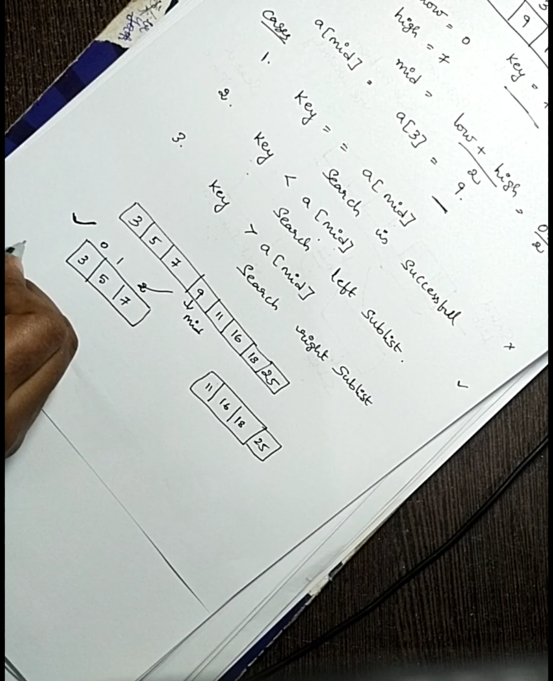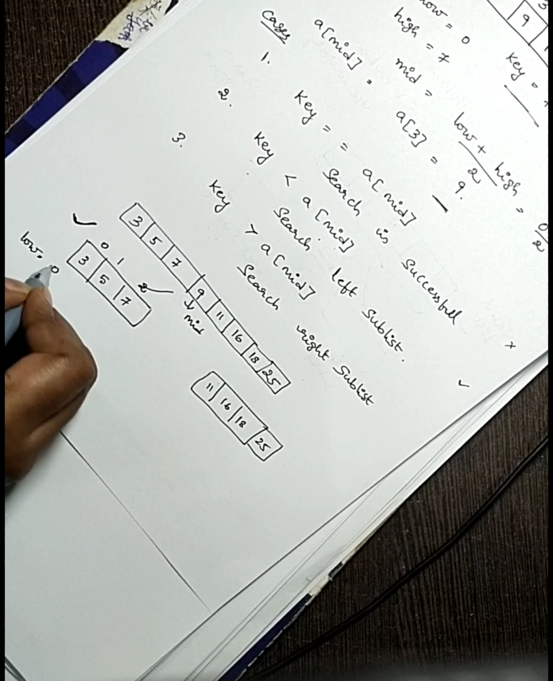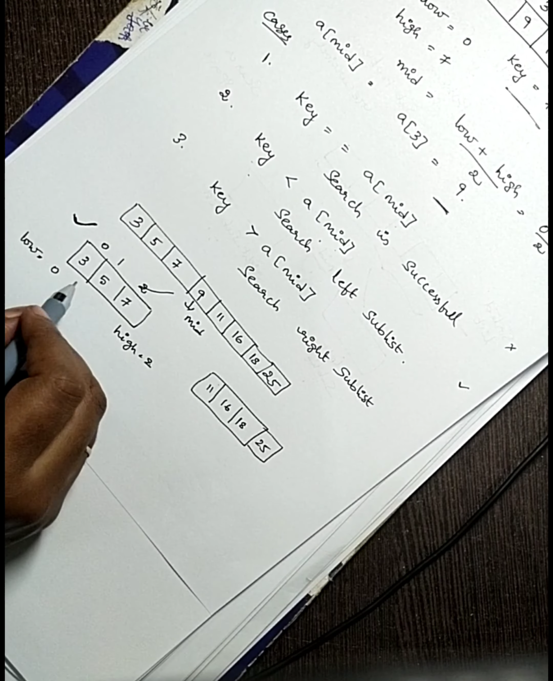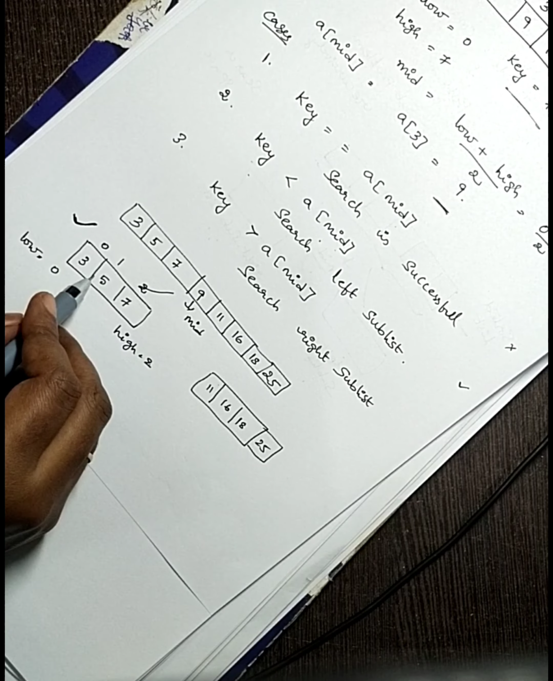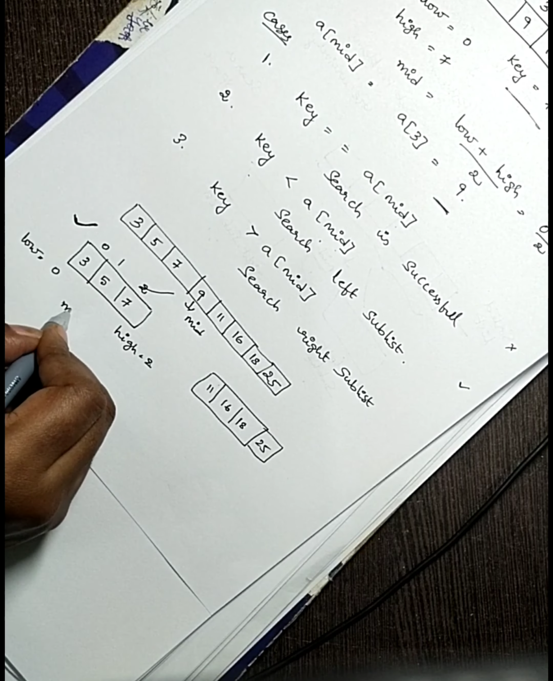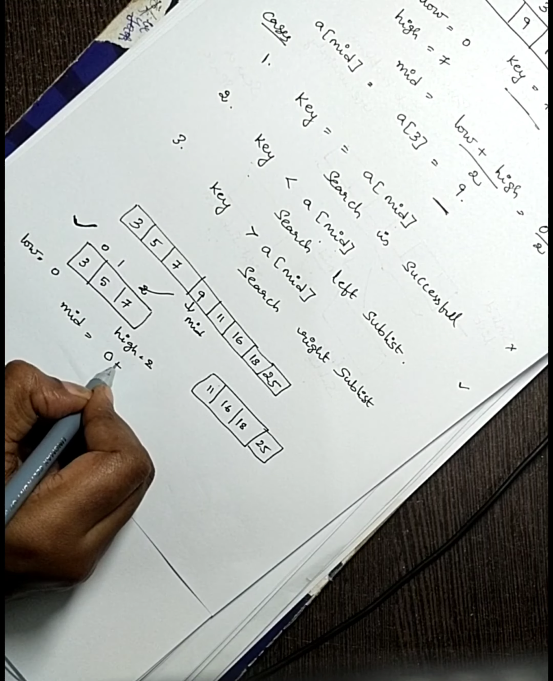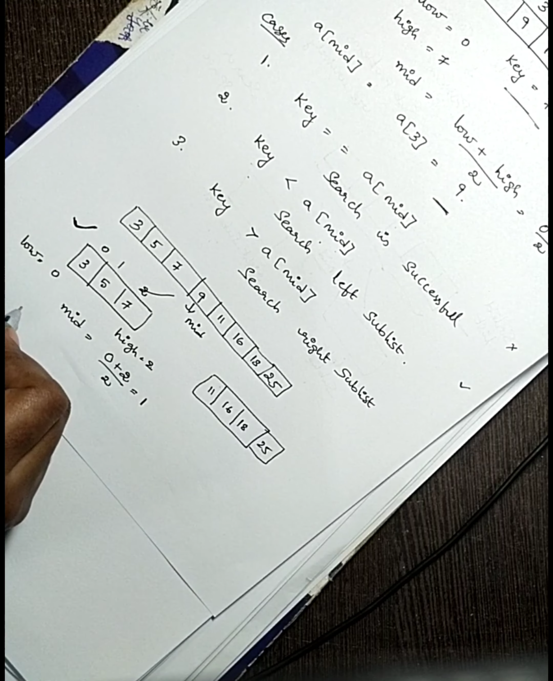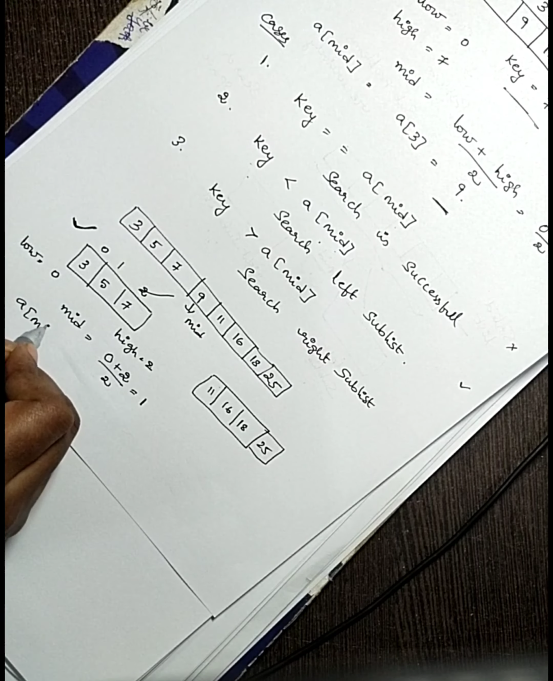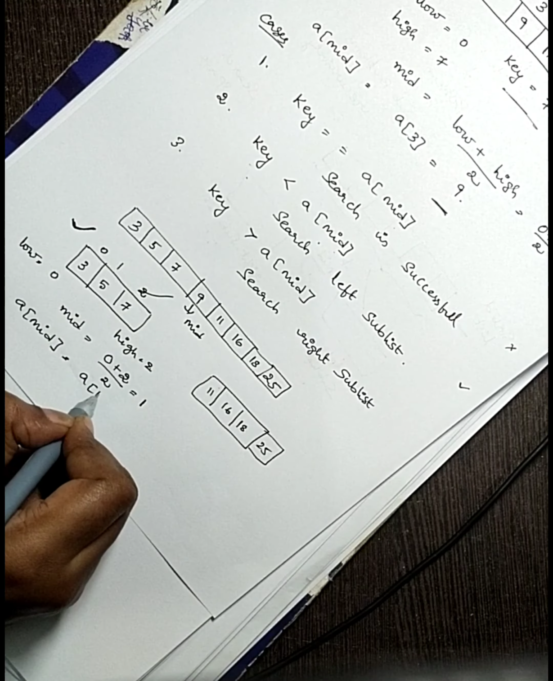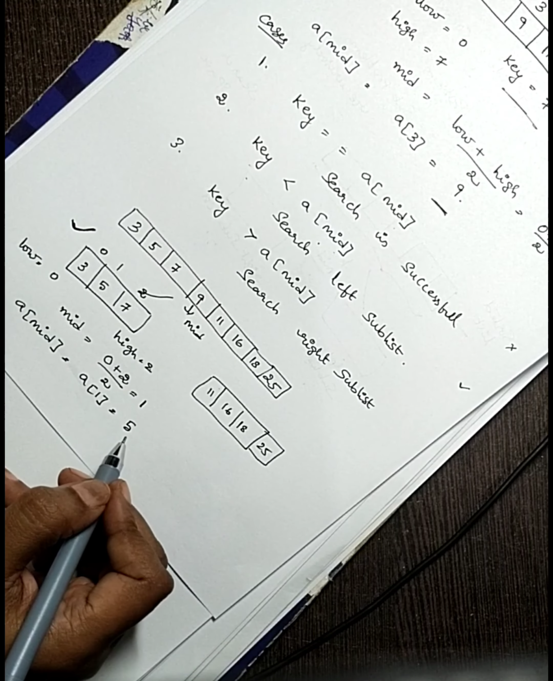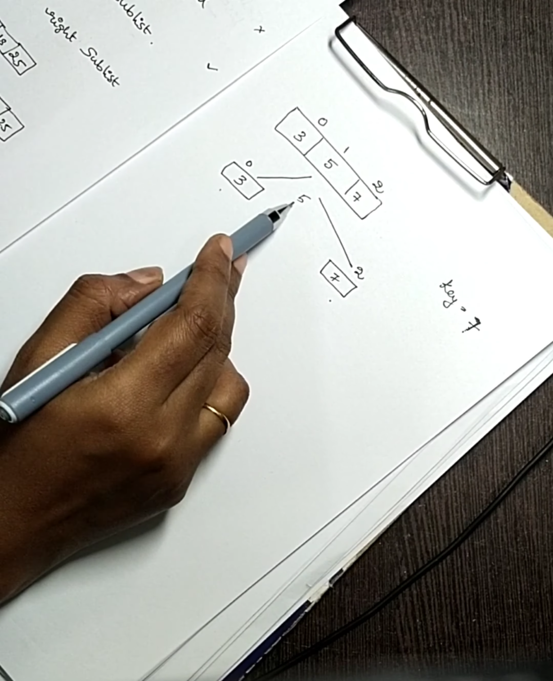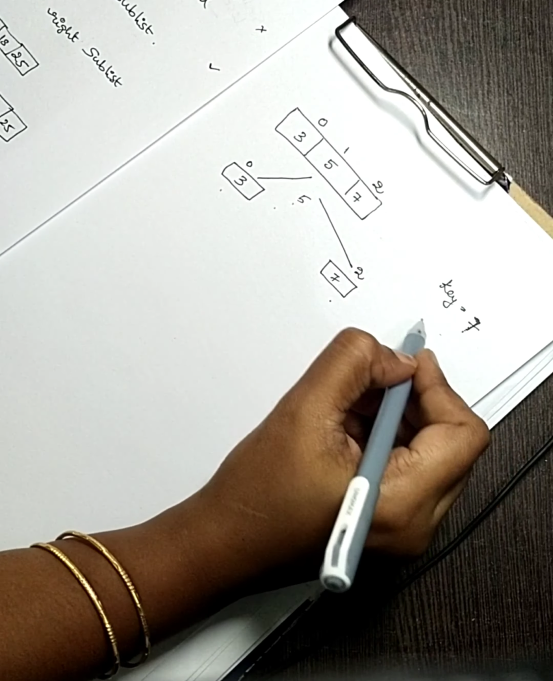The indices are 0, 1, 2. So low is 0, high is 2. We have to calculate the mid for this sublist. Again mid is given by (low + high) / 2, that is 1. A of mid is equal to A of 1, that is 5. Again we have to check this A of mid element with the key element. Now the list is divided like this.